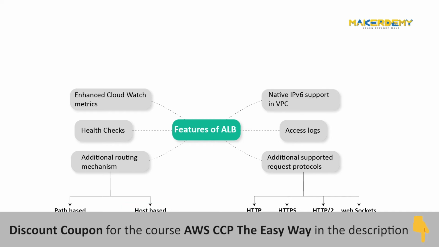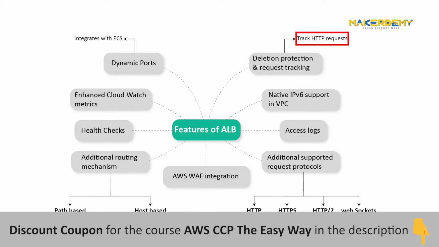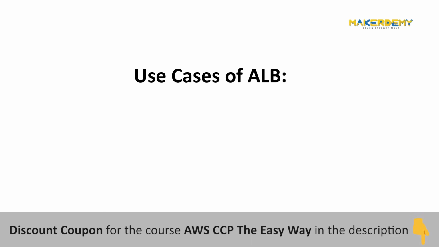Native IPv6 support in VPC. AWS Web Application Firewall, or WAF, integration. Dynamic ports: integrates with ECS to expose dynamic ports utilized by scheduled containers. Deletion protection and request tracing: track HTTP requests from clients to targets.